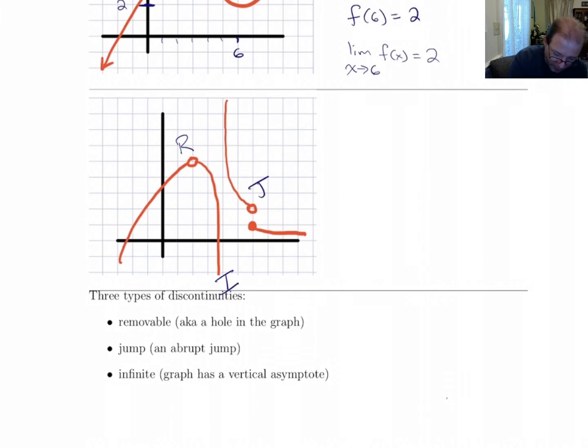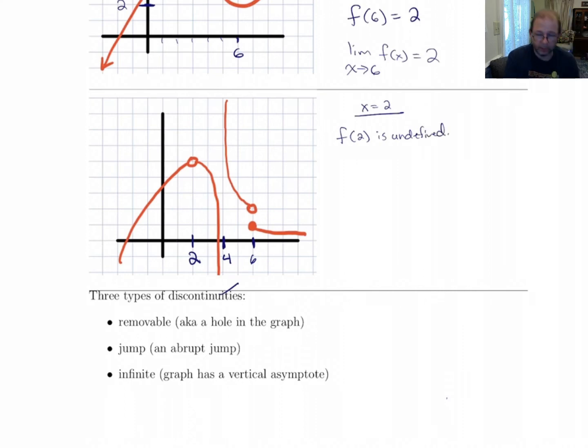So I'm going to erase these, and let's see, this is 2, this is 4, and this is 6. So if we look at x equals 2, f of 2 is not defined. That's enough right there for us to say it's not continuous.